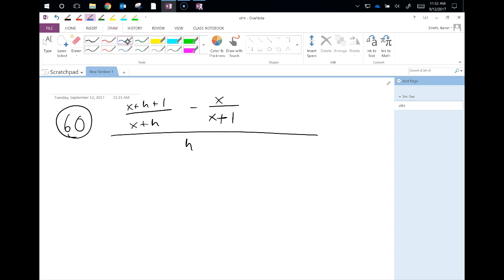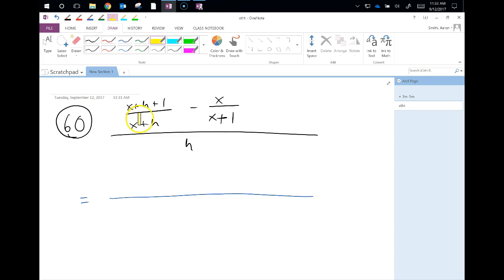And you can either use method 1 or method 2 from that last example we did in our notes. I prefer method 2, so I'm going to do it that way. What that means is I'm going to consider just the top and bottom separately, try and get a common denominator in the top and combine them. The bottom is just h, I don't even need to get a common denominator, so it should be pretty easy.